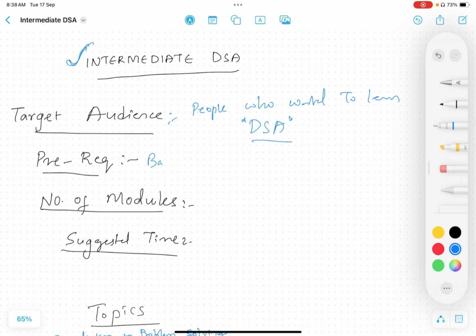Prerequisites: you should have basics of some programming language like Java, good to have, or any other programming language. But you should have the basics. Let's say you should be able to write some for loop or while loop and understand the operators or keywords in the programming language. Number of modules, I am trying to keep it crisp and clear, so I am trying to do it in 12 modules.